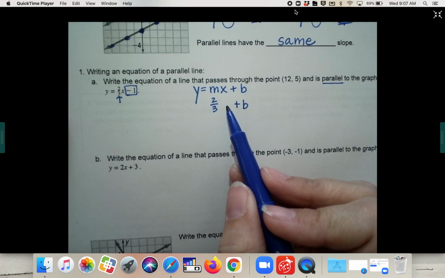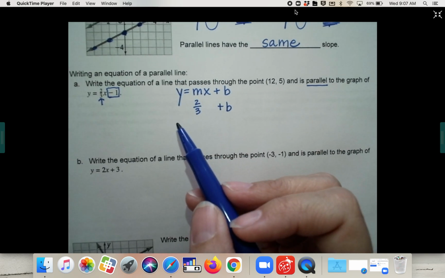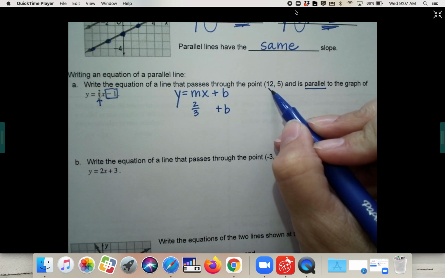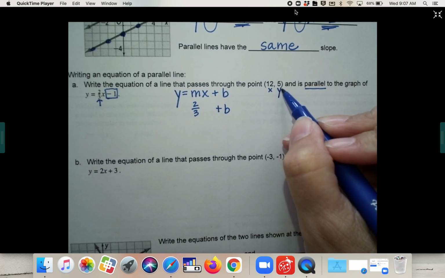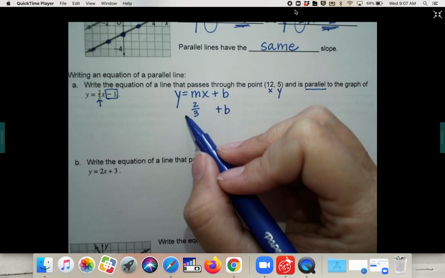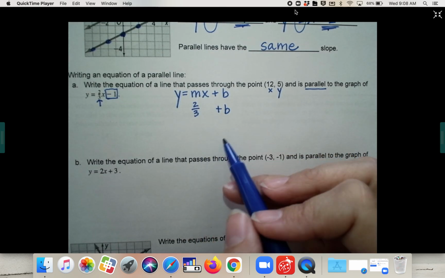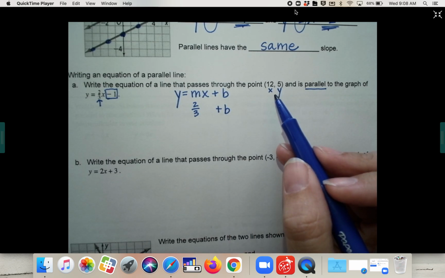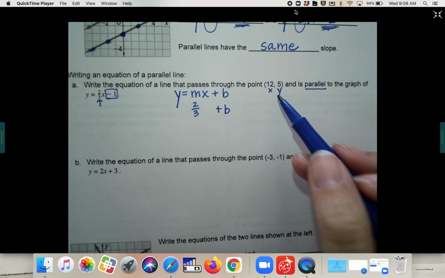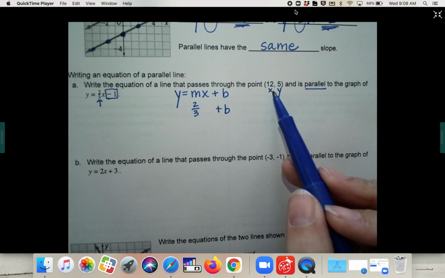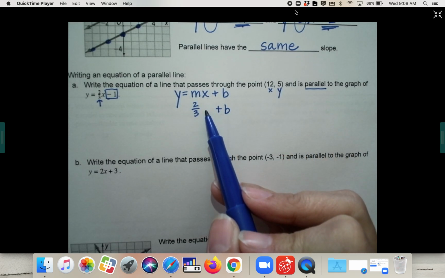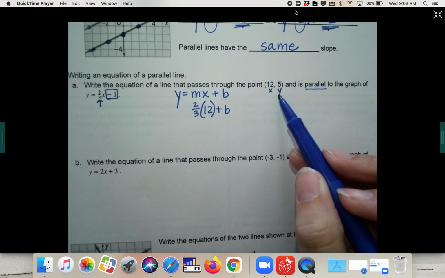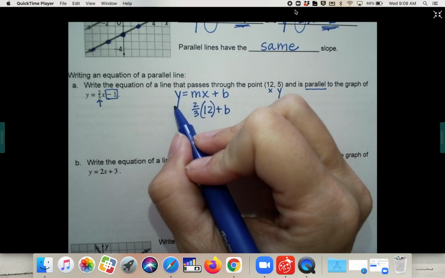However, we do know an x and a y coordinate that it passes through. And so what we're going to do is we're going to borrow this x coordinate and we're going to borrow this y coordinate just for a minute, just to use as x and y so that we can calculate to find our missing variable b. And once we do that, then we can not use these anymore. We can give them back and we'll have our new equation. So let's borrow 12 for x, and instead of x, we're going to put 12. And then let's borrow 5 for the y. So instead of y, we're going to have 5.